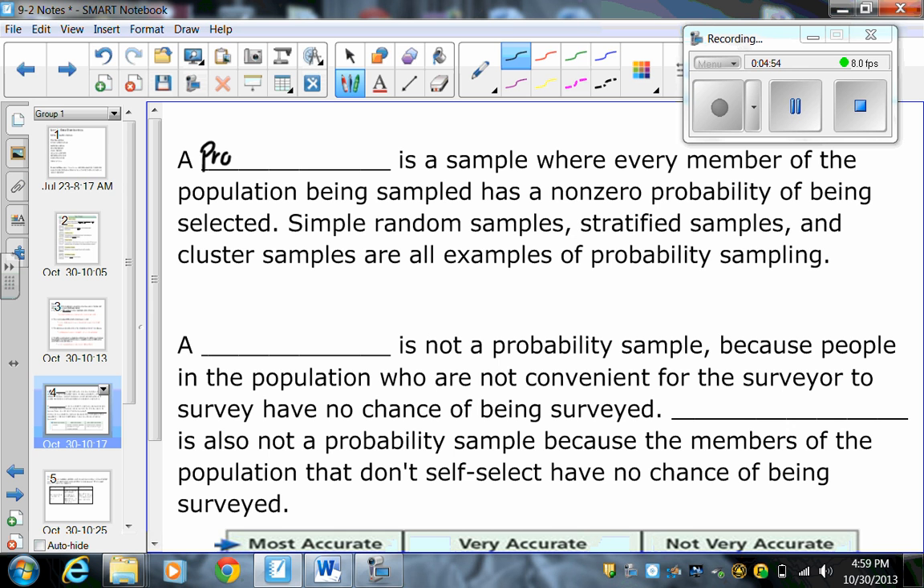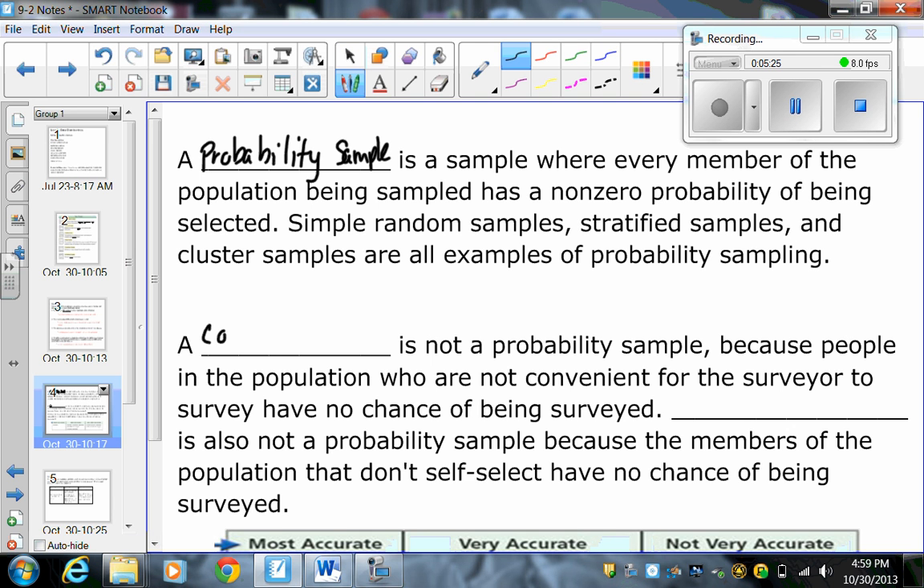A probability sample is a sample where every member of the population being sampled has a non-zero probability of being selected. So basically it's saying that every member of the population can be selected. Simple random samples, stratified samples, and cluster samples are all examples of probability sampling.